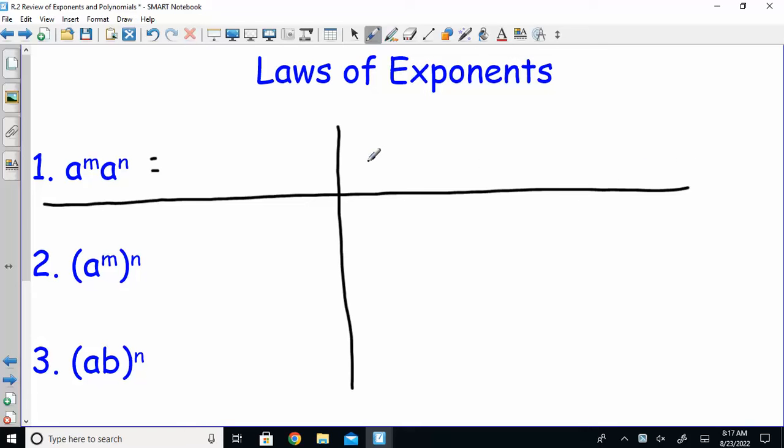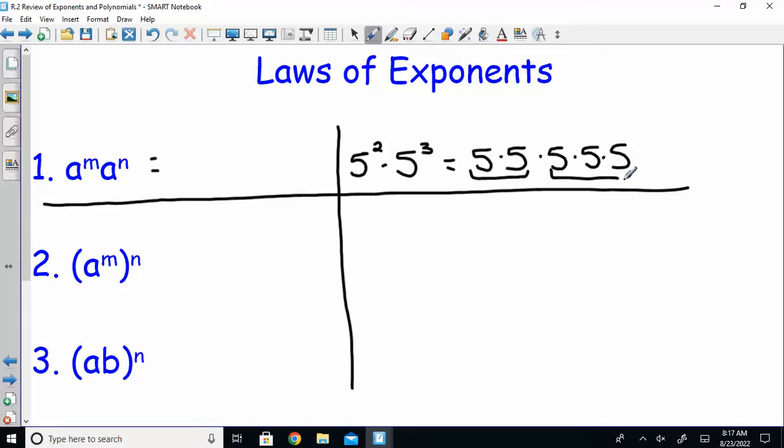So if I said 5 squared times 5 to the third. What does 5 squared mean? 25. Okay, how'd you get 25? 5 times 5. Okay, 5 squared means there are 2 5s multiplied together. What does 5 to the third mean? 125. How'd you get it? 5 times 5 times 5. Okay, 5 to the third means there were 3 5s. So when I multiply those all together, how many 5s do we have? 5. So it's 5 to the fifth.